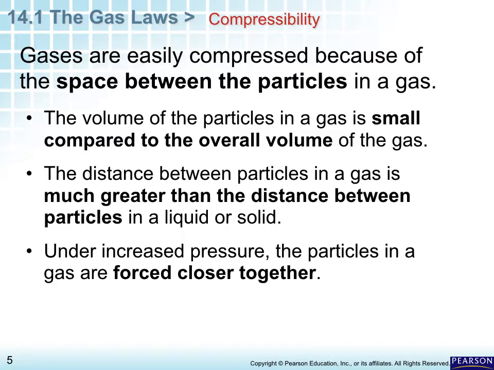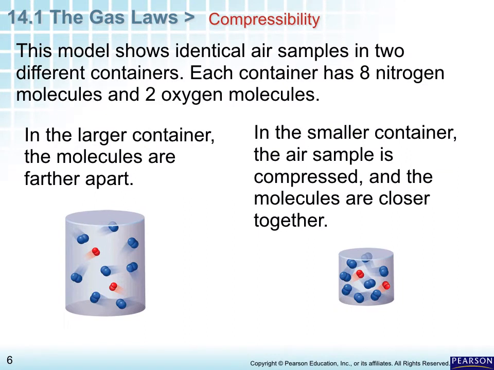Now I'm going to show you a model. We have two different containers. One's half the size of the other. The amount of particles is the same in both. In the larger container on the left, there are 8 nitrogen blue molecules and 2 oxygen red molecules. So in the larger container, they're further apart.